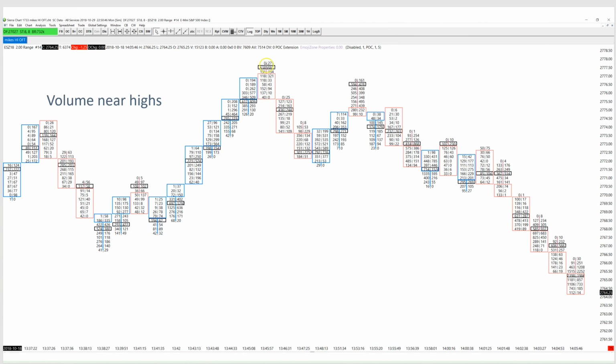Just as near the highs, you get up here to the high, point of control right off the high, one tick off the high, sells off a little bit, comes back up, point of control right up near the high, sells off a little bit, makes another half-hearted attempt to go higher, point of control right up here near the high. And it's people that see the high prices, sellers coming in, taking the opportunity to sell.